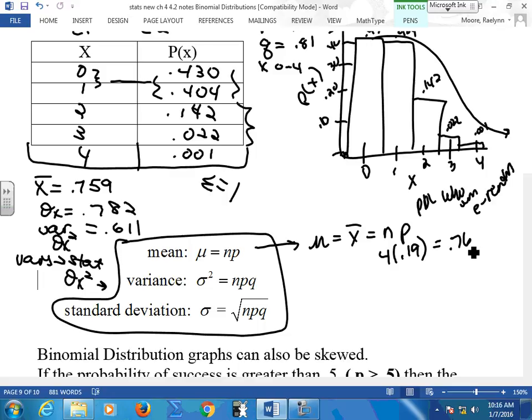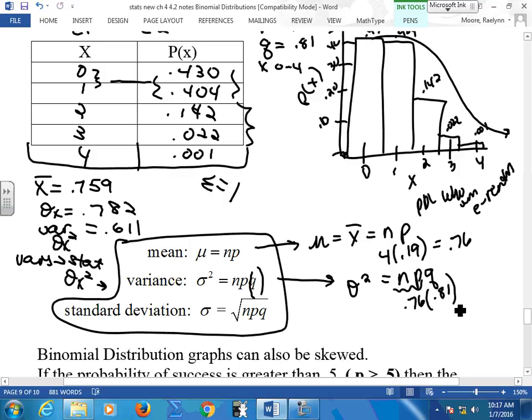To find your variance, this time we have to find our variance first. Notice all we did was took that and multiplied it by q. So our variance says n times p times q. Well, you just did n times p. So take 0.76 and multiply it by q, which is 1 minus your p. So when you multiply this, you get 0.616. Okay? Very close to the variance we had over there, 0.611. We're a little off because your table is a little different than this, but not by a lot.